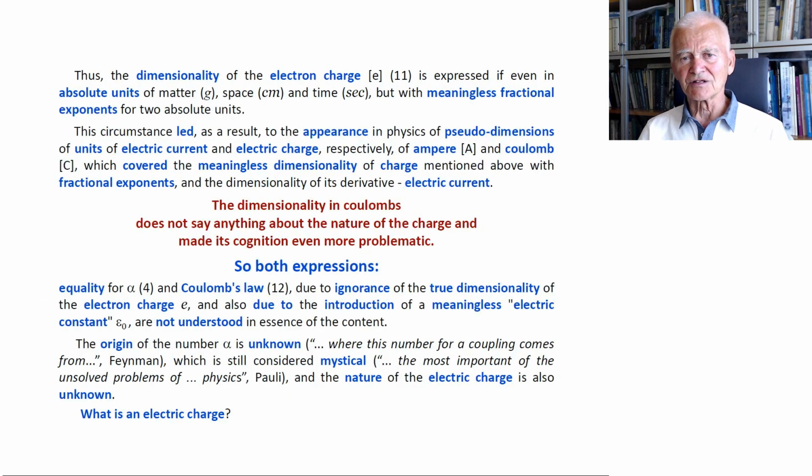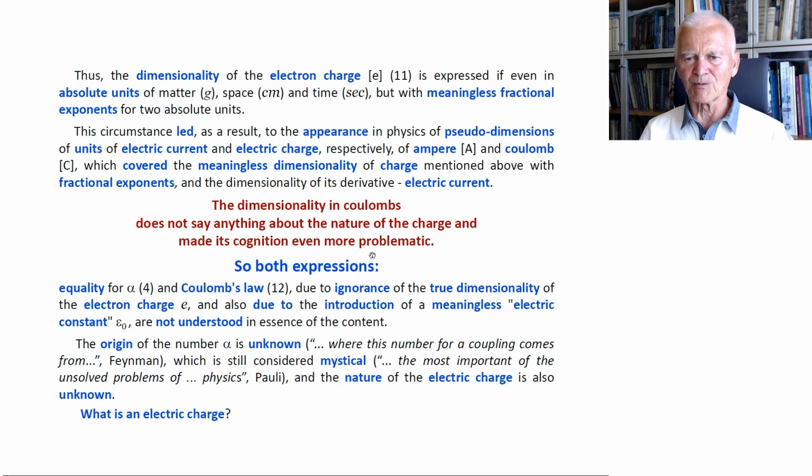So the dimensionality of the electron charge is expressed in absolute units of matter, gram, centimeter for space, and second for time, but with meaningless fractional exponents for two of the absolute units. This circumstance led to the appearance in physics of pseudo-dimensions of units of electric current and electric charge, respectively ampere and coulomb, which covered the meaningless dimensionality of charge mentioned above with fractional exponents, and the dimensionality of its derivative, electric current.